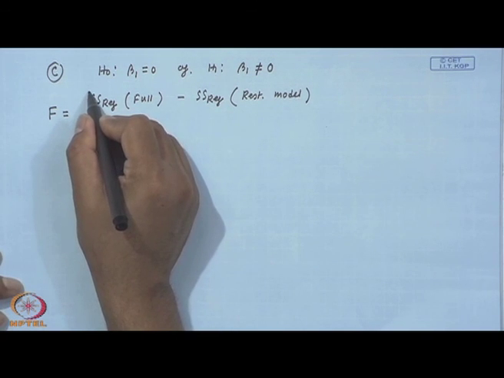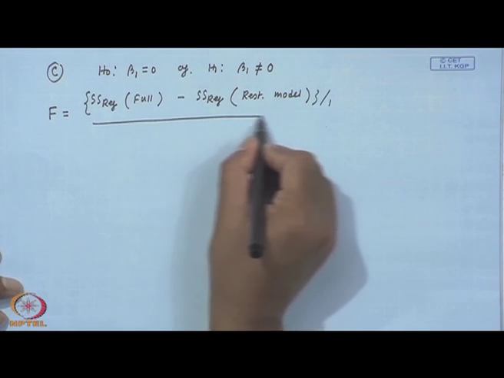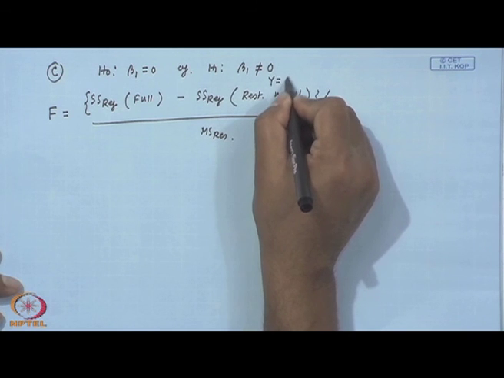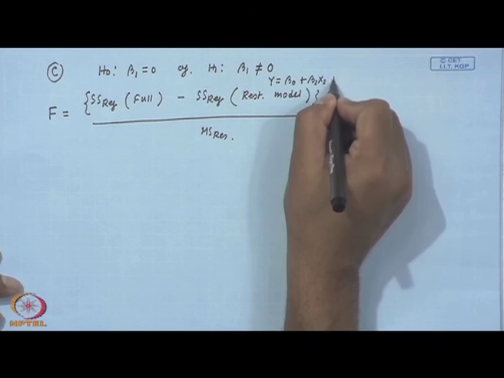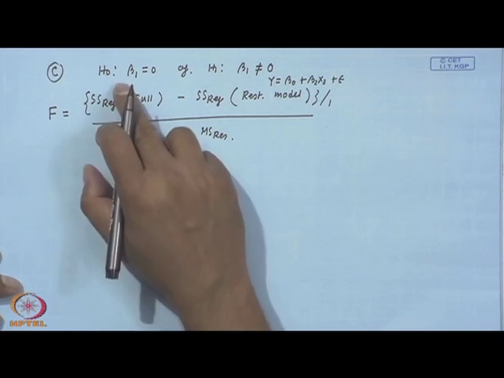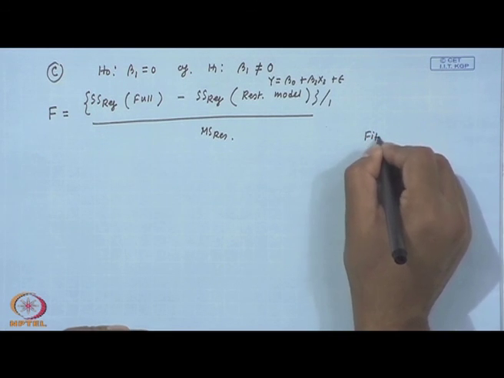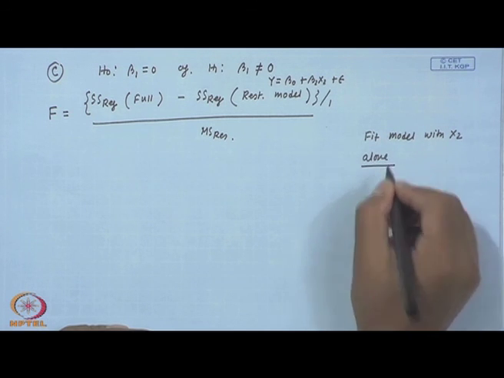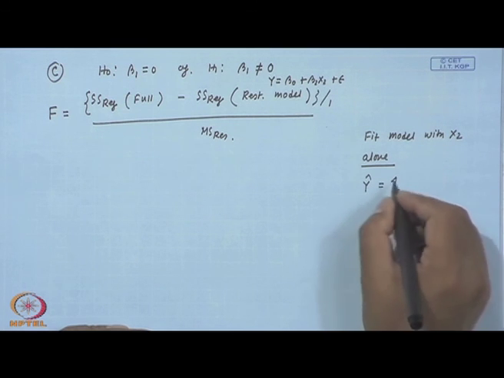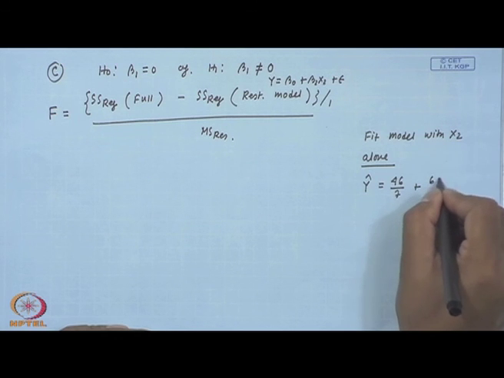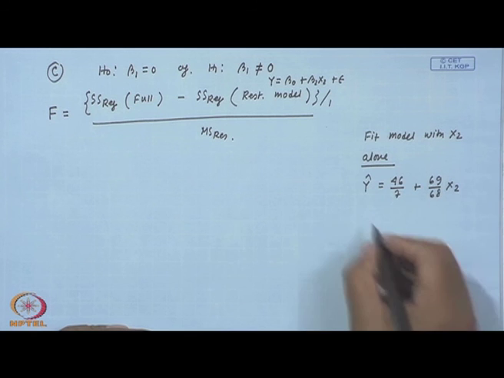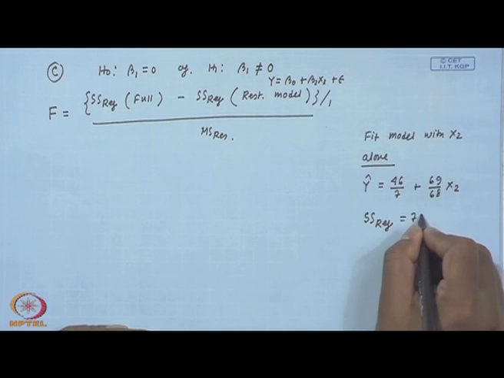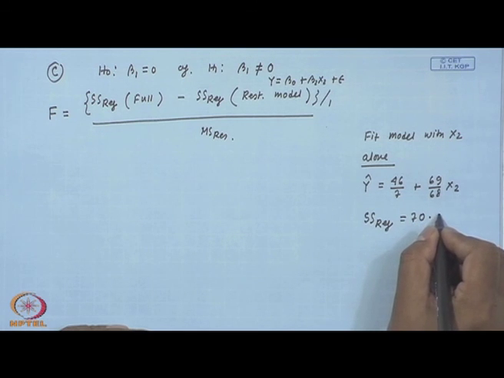And here it should be divided by 1 by MS residual. So, what is the restricted model here? Here the restricted model is y equal to beta naught plus beta 2 x 2 plus epsilon, because the restricted model is the model under H naught. So, again you have to fit the model with x 2 alone, and you can check that the fitted model is y hat equal to 46 by 7 plus 69 by 68 x 2, and once you have the fitted model you can find out the SS regression. So, SS regression is equal to 70.01.